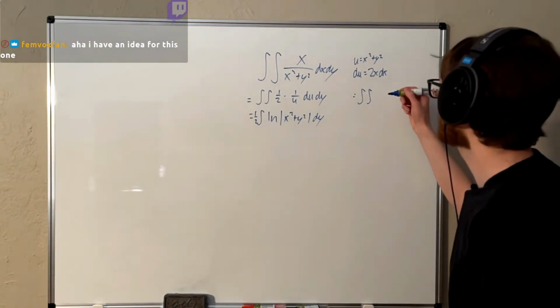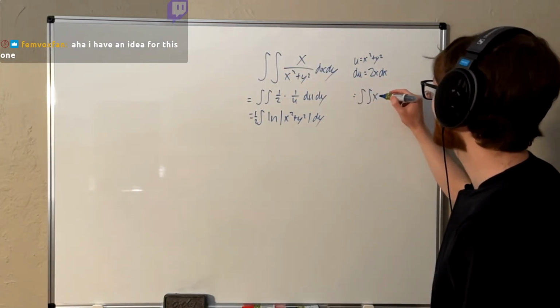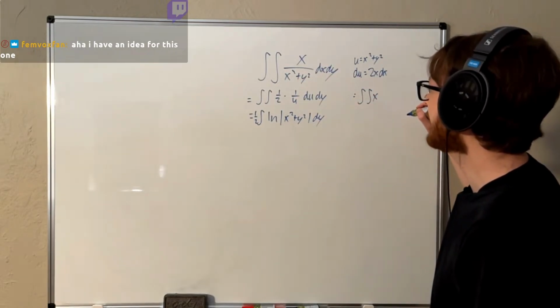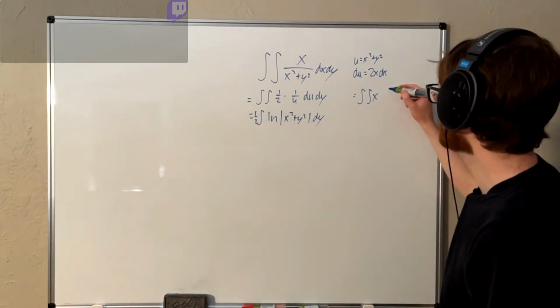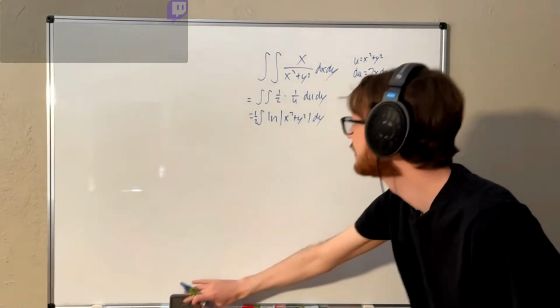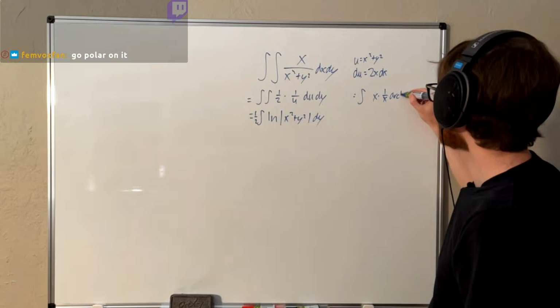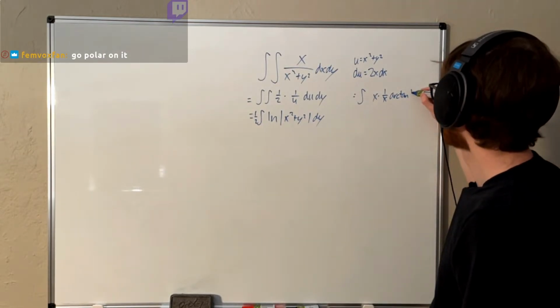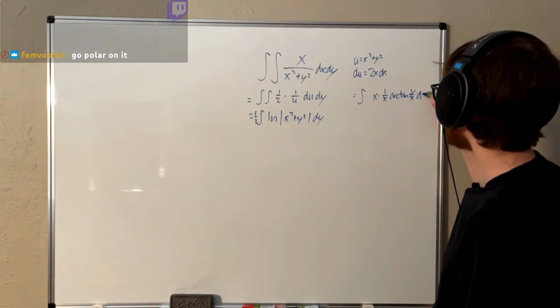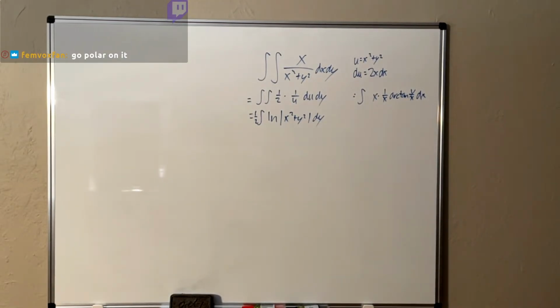Okay, so this x just stays in front, and then 1 over x squared plus y squared integrates in terms of y to 1 over x arctan y over x dx. I think that's what we get. Let me look at it though.